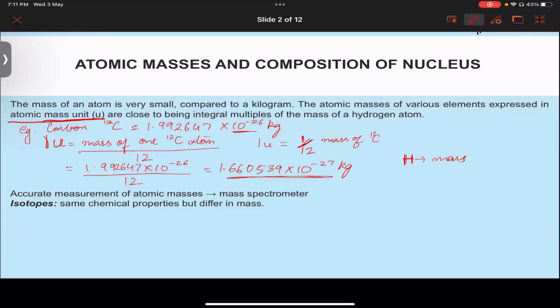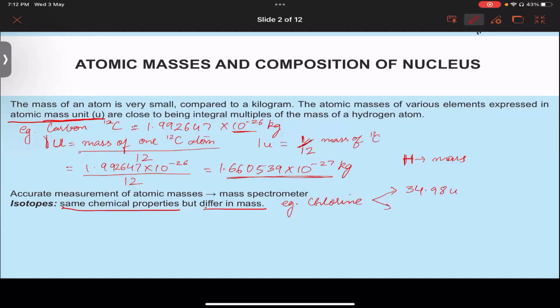The chemical properties of these isotopes are similar, but their atomic masses are different. So they have the same chemical properties but different masses. For example, let's take chlorine. Chlorine has two isotopes.